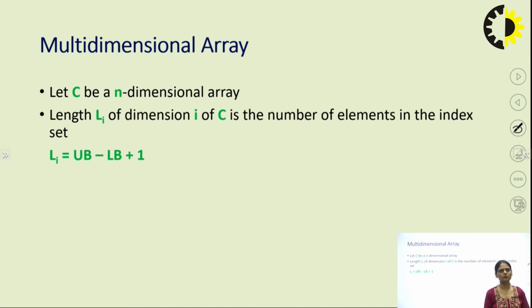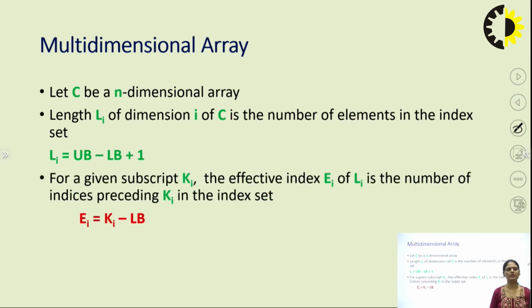So in 1D and 2D we have computed the length, that is upper bound minus lower bound plus 1. Using that formula we can calculate the length of a 1D array. Over here also we can use the same formula, but it is used for every dimension. If we have a total of m dimensions, we go for L1, L2, L3 up to Lm. So Li, the length of dimension i of C, is the number of elements in the index set. So Li is equal to upper bound minus lower bound plus 1.